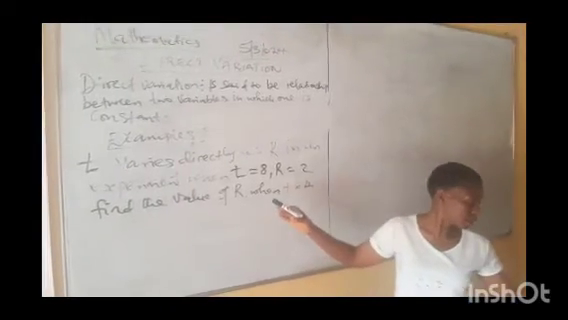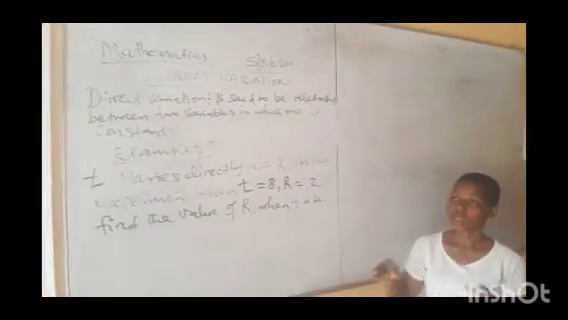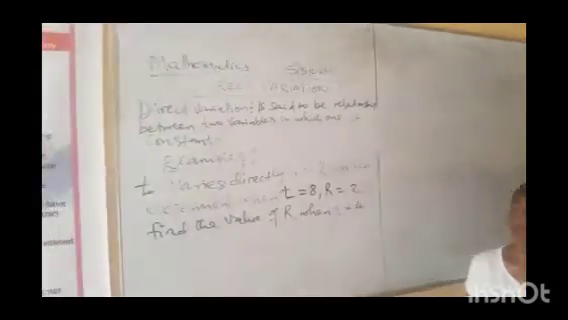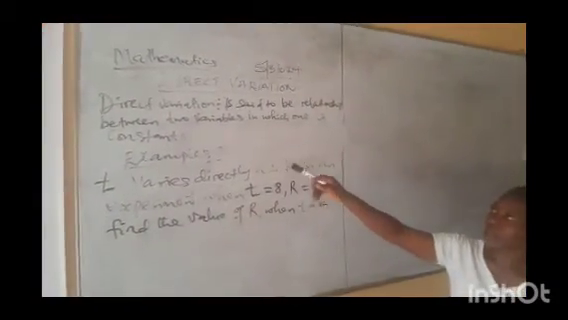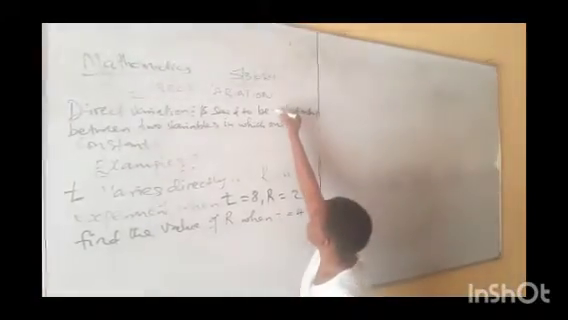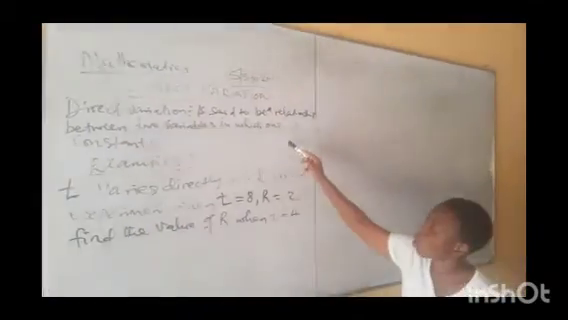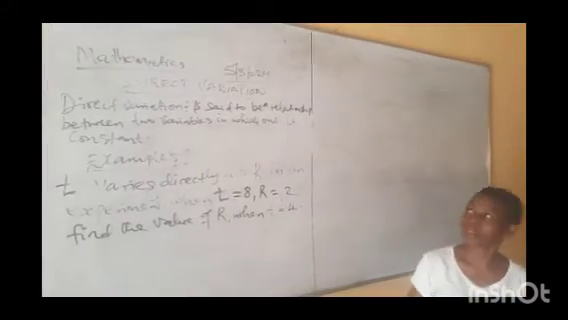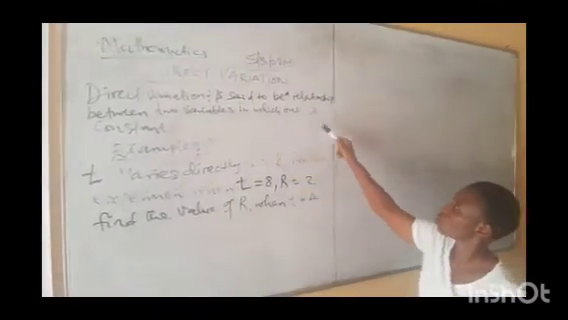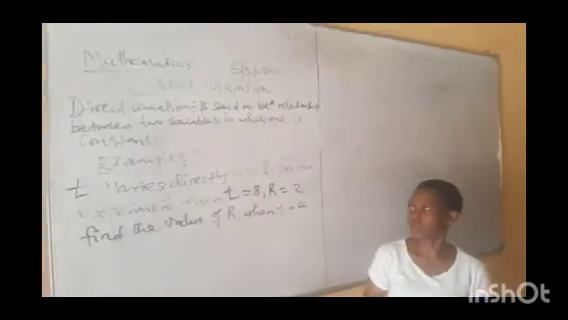Okay, as we can see on the board, as I told you, today's lesson will be specifically on direct variation. Now let's look at the meaning of direct variation. Looking at the board, direct variation is said to be a relationship between 2 variables in which one is constant. Did you get that? Direct variation is said to be a relationship between 2 variables in which one is constant. Now let's take one example so that you understand it better.